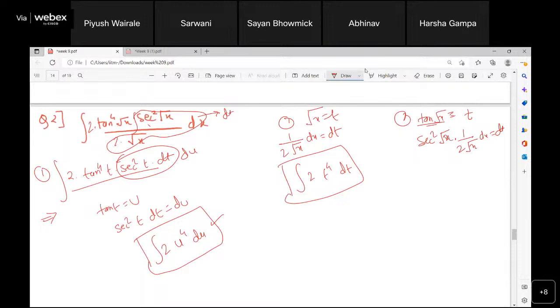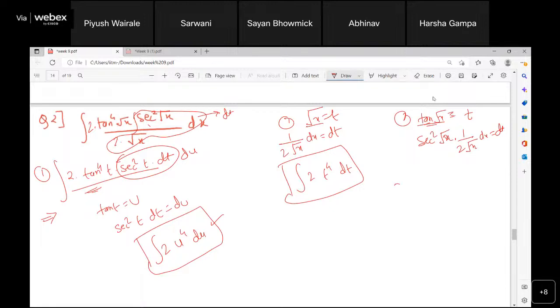So you have to see which substitution you have to do. You can do root x equals to t, but again you have to put another substitution here in order to solve this integral. We can also put tan root x as t, right? Tan root x equals to t. Either you can put root x equals to t, which is a double substitution, or here we can do it directly. Just simply put tan root x equals to t. So that's how we have to see.